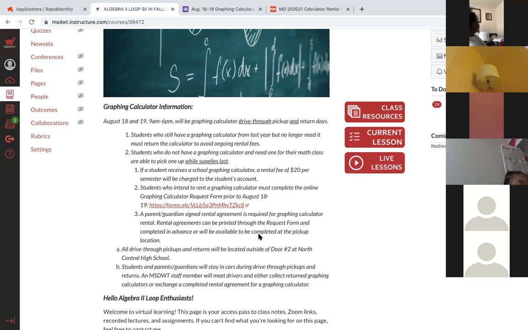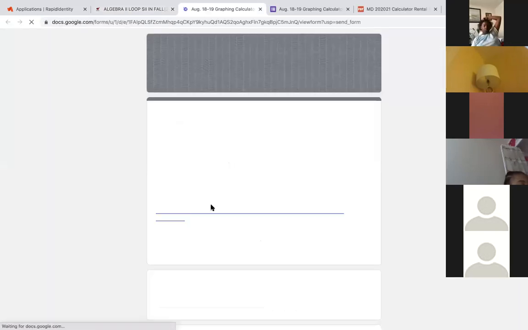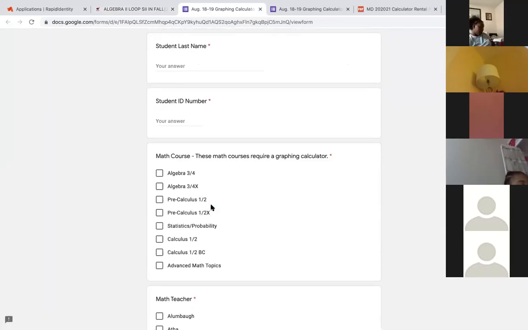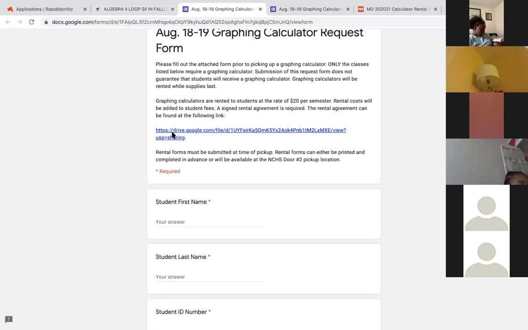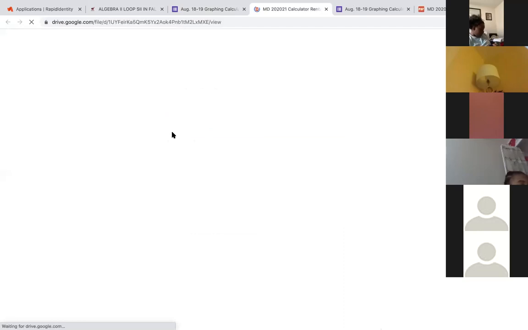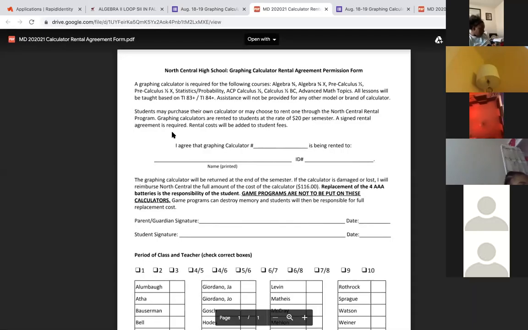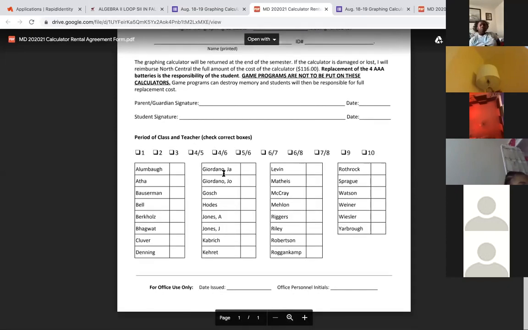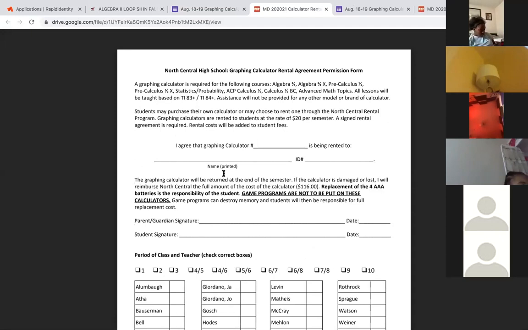Students who intend to rent a graphing calculator must complete the online graphing calculator request form prior to August 18th or 19th. If you click this link right here, it'll take you to the online form. You need to submit it before you come to school. You also need to click the link up here. It's going to take you to a PDF. This form needs to be signed by your parent or guardian before you get a calculator. If you do not have a printer, we have extra copies here, but you will need to bring your parent/guardian to sign it for you.